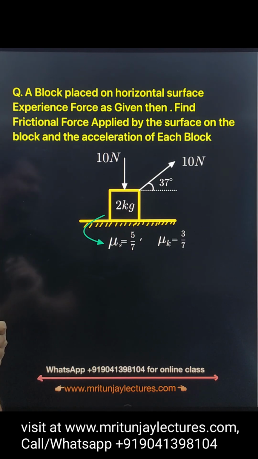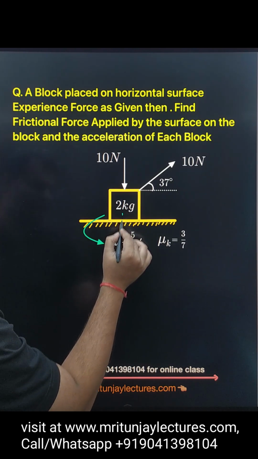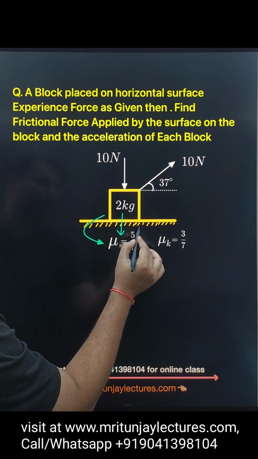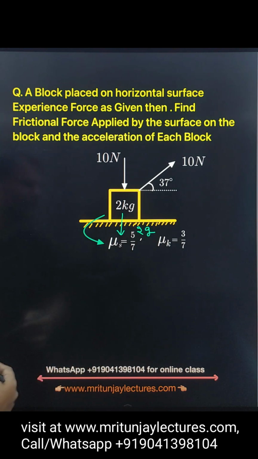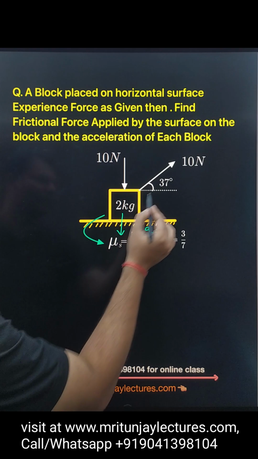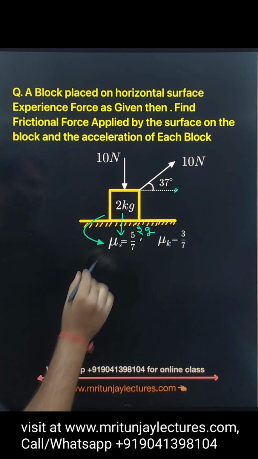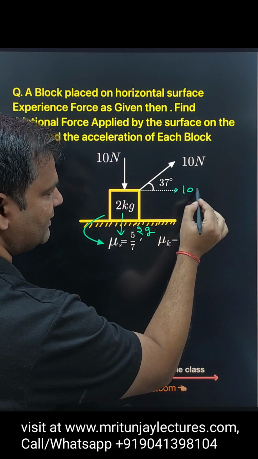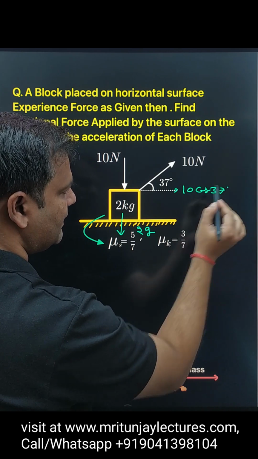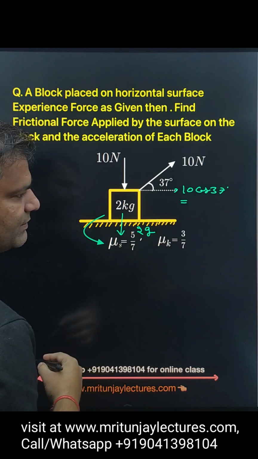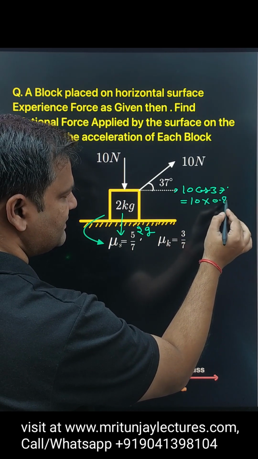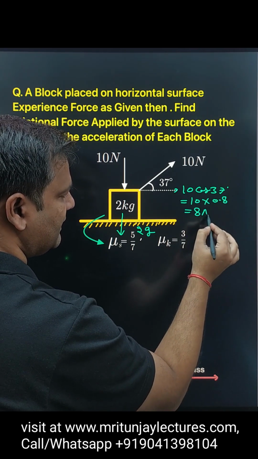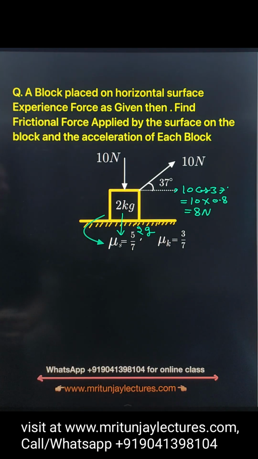First of all, make a free body diagram of the 2 kg block. mg acts downward, so 2 into g. Now the component of the 10 Newton force along the x-axis is 10 cos 37. Cos 37 is 0.8, so 10 into 0.8 is 8 Newton in the horizontal direction.